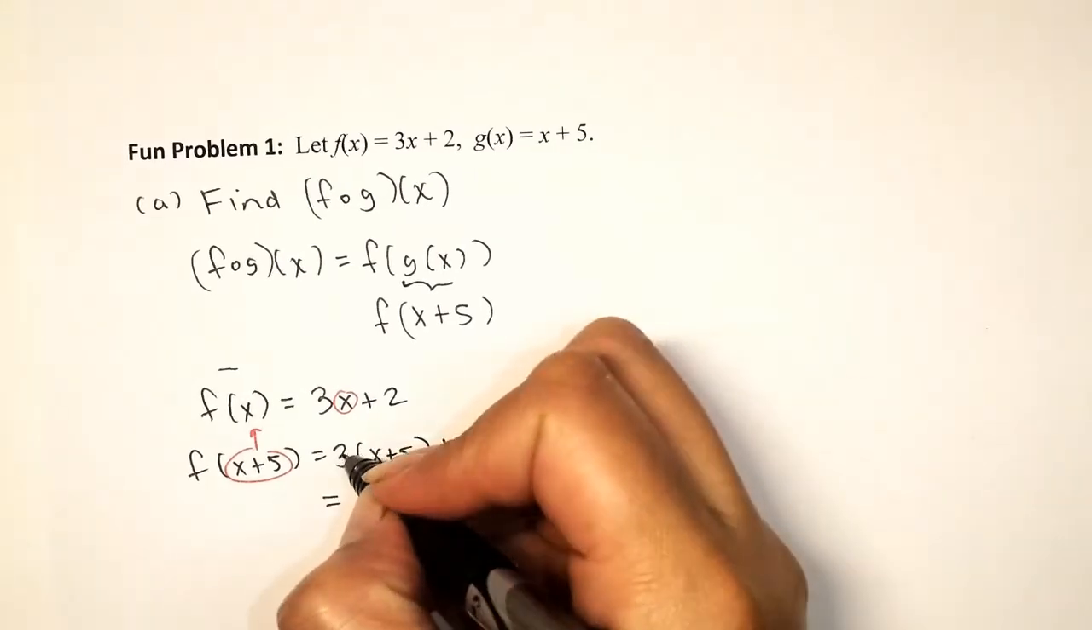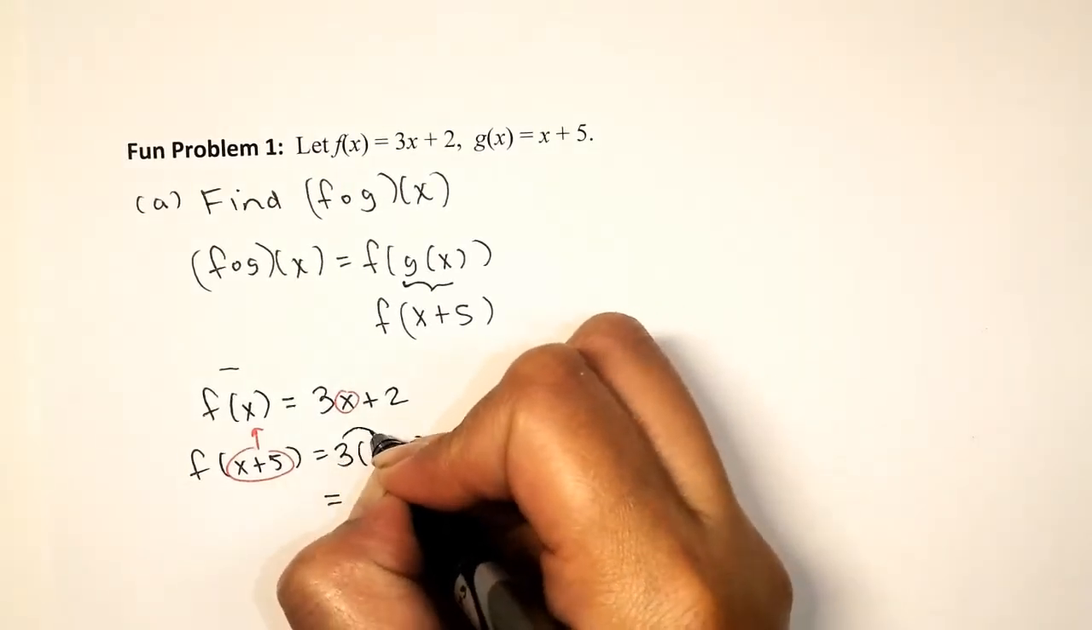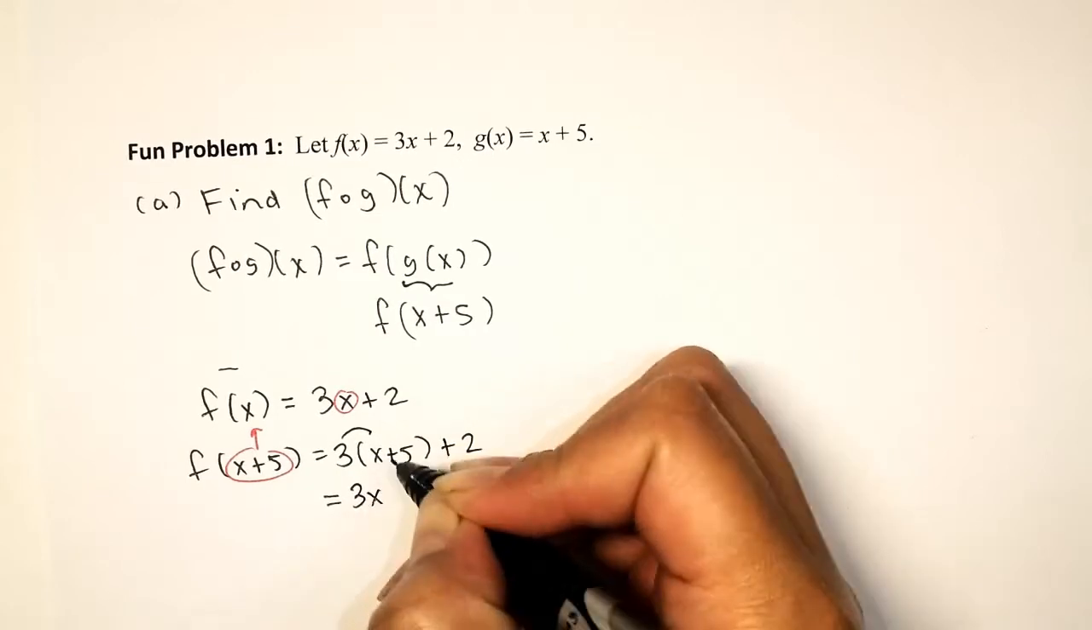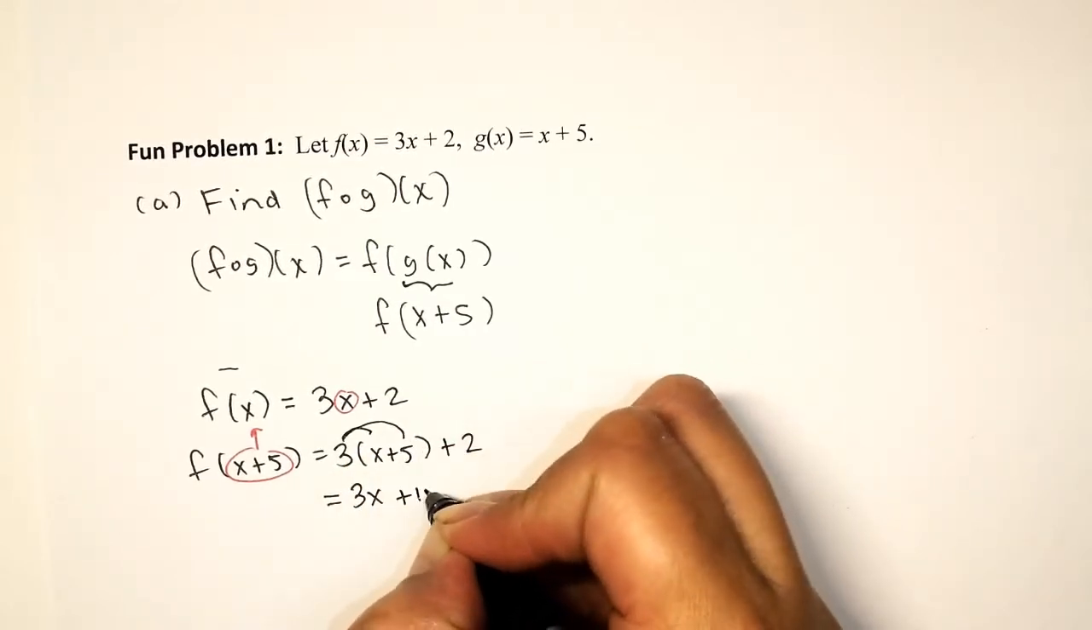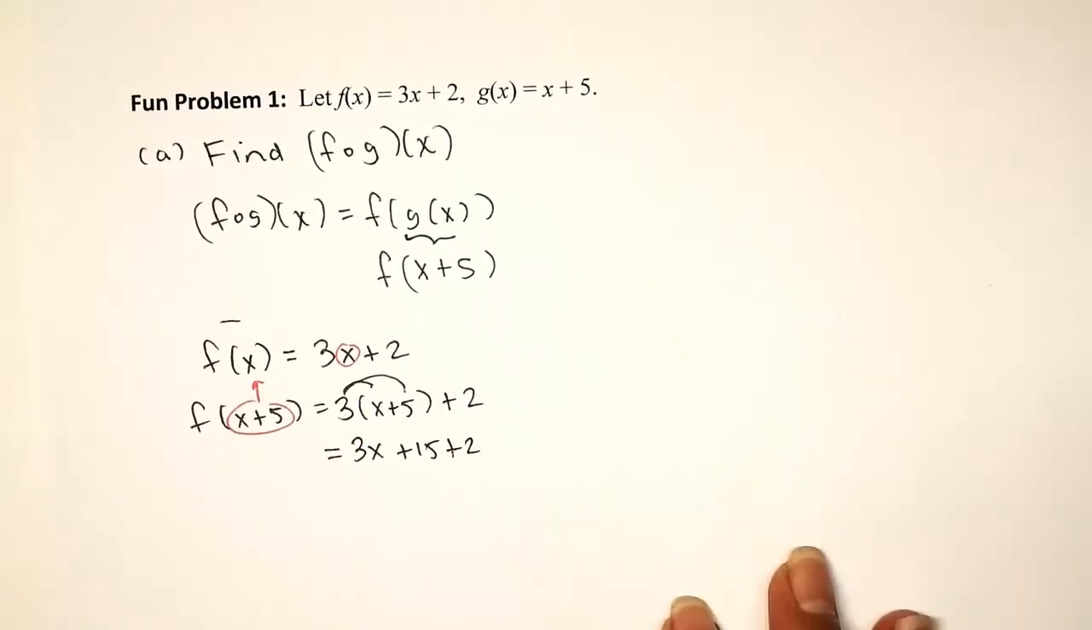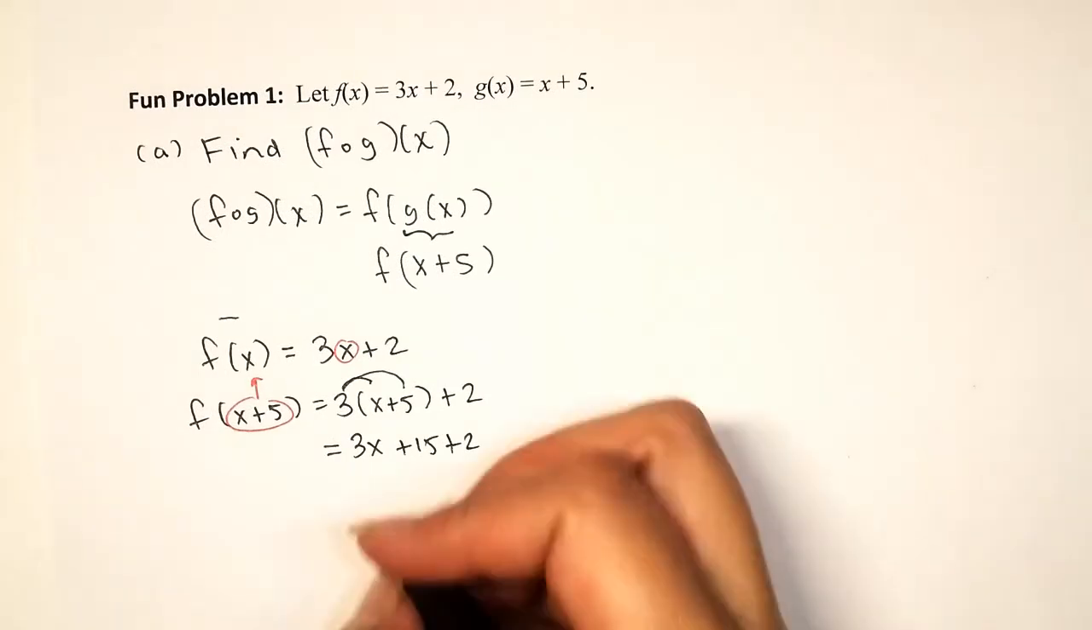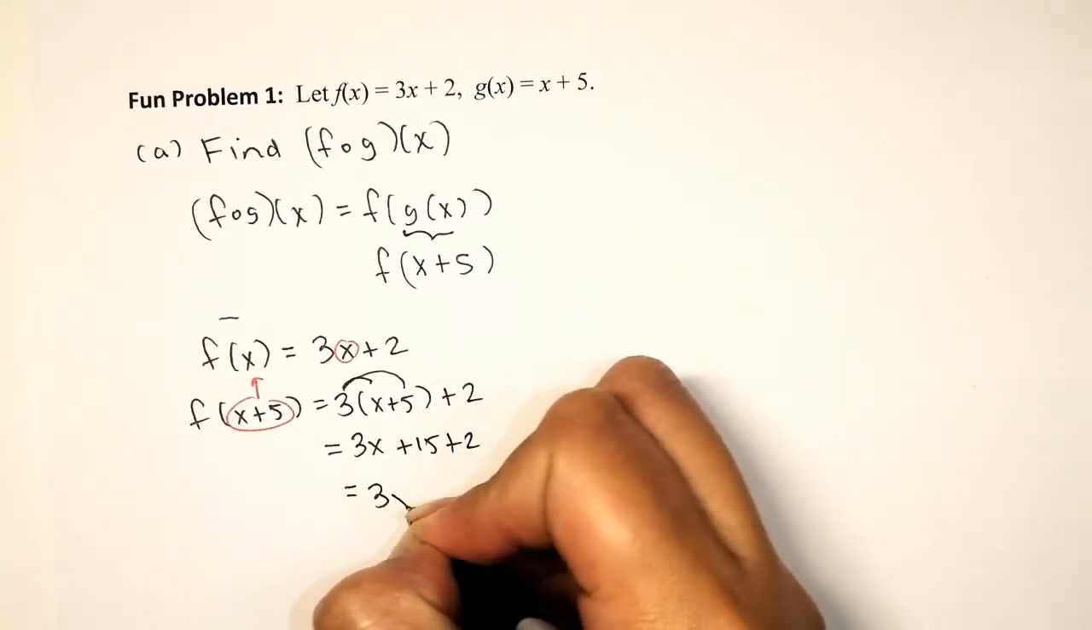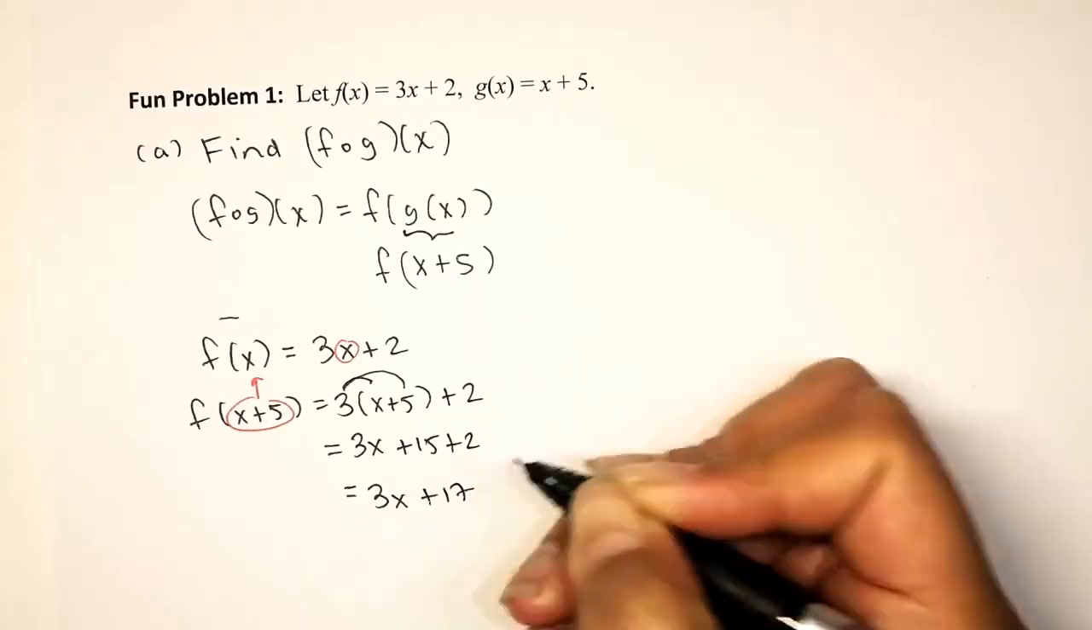Okay, let's clear the grouping symbols. Product of 3 and x is 3x. Product of 3 and 5 is 15. We bring down the rest of the expression. Take your time, combine like terms, earn your full credit, and that will leave us with 3x plus 17.